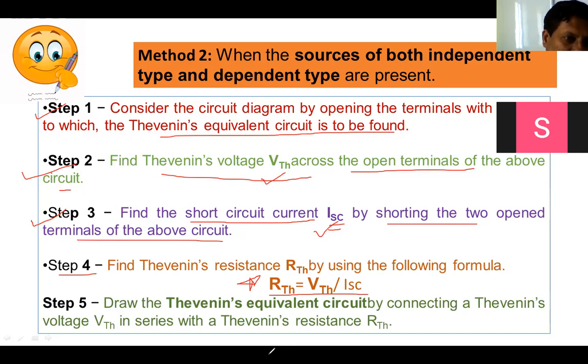Okay. You will get the VTH answer in step number 2. ISC you can get in step number 3. You can just take the division VTH by ISC. You can get the value of RTH. Now you got VTH as well as RTH. Now in step number 5, you can draw the Thevenin's equivalent circuit, which consists of the VTH voltage source in series with Thevenin's resistance RTH. So in type 1, there will be 4 steps. In type 2, there will be 5 steps. That is the only difference. So we can discuss the next point.